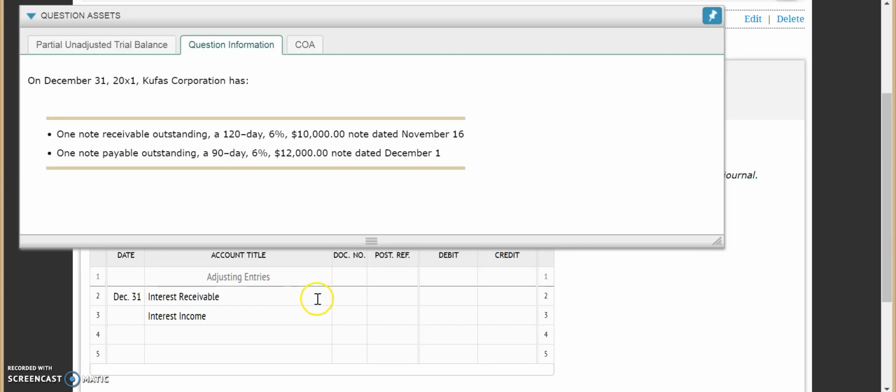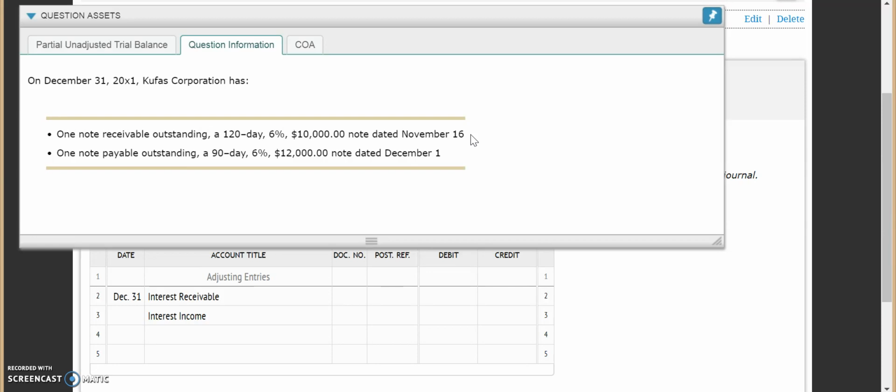So how do we find out how much interest receivable or interest income we need for an adjusting entry at the end of the year? Well, we come up here, it says that we have a $10,000 note, that's our face value. We have our interest rate of 6%, and then we have to do a little figuring to find the number of days that we've accrued interest for. So remember, November 16th, November has 30 days, so we take 30 minus 16, and that's 14. And then we take all 31 days that would be in December. So 14 and 31 is 45.